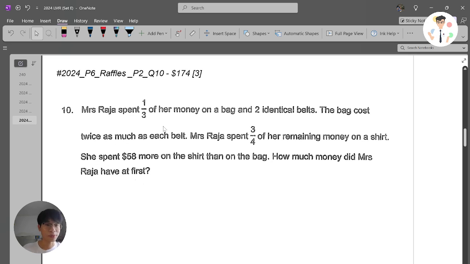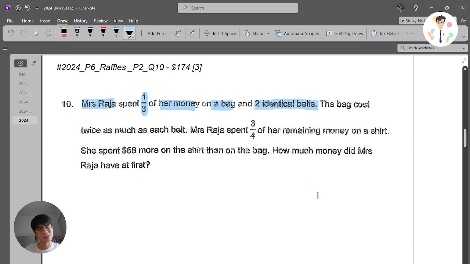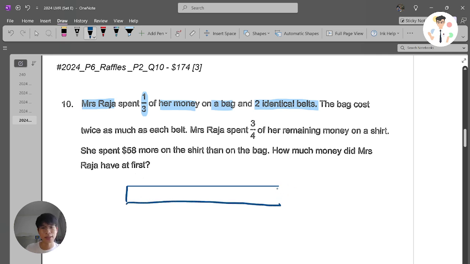This is from Raffles, paper 2, question 10, a 3 marks question. Now, this question says that Mrs. Raja spent 1/3 of her money on the bag and 2 identical belts. So when it comes to this kind of question, I prefer to draw a model. Maybe that will be more interesting. This will be the model, 1/3, right? So I cut it into 3 parts. This is Raja's money.